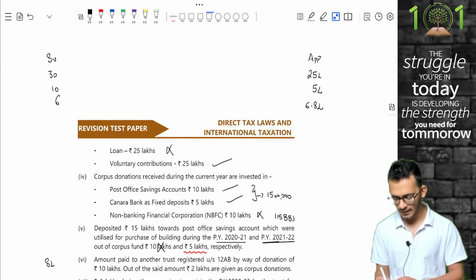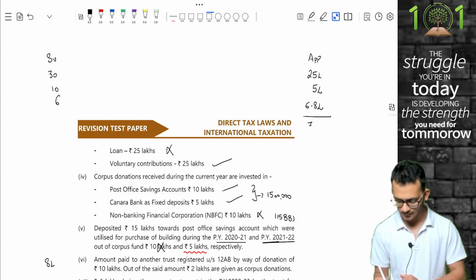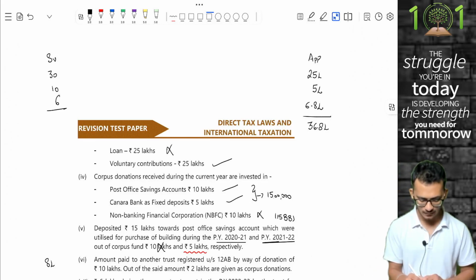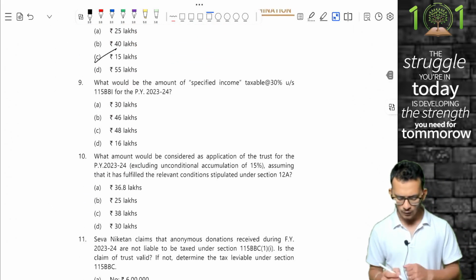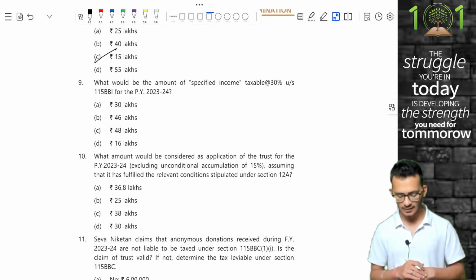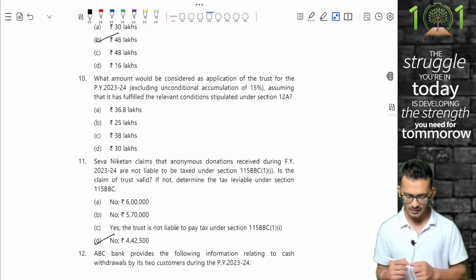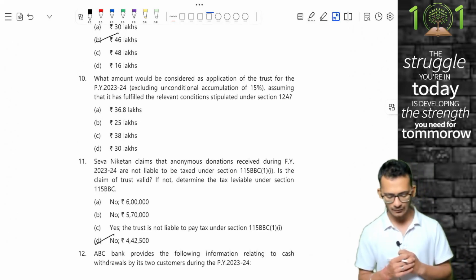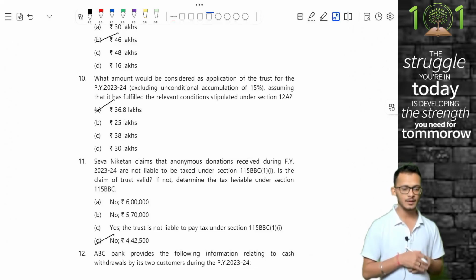I now know both my numbers. My application number is 36.8 lakhs. And my specified violation number is 46 lakhs. Let's check my questions. What would be the amount of specified income taxable at 30% under 115 BBI? Number is 46 lakhs. What would be the amount considered as application of trust for 23-24, assuming that it has fulfilled all the conditions? Number is 36.8 lakhs.